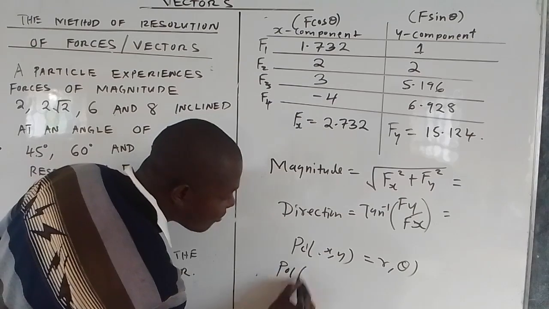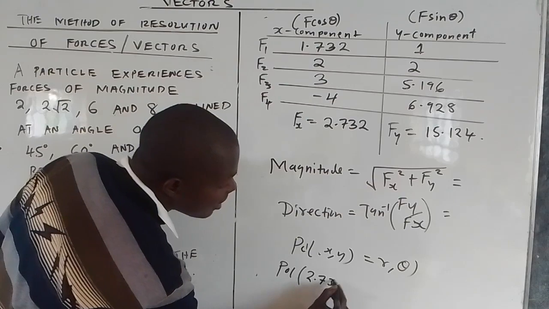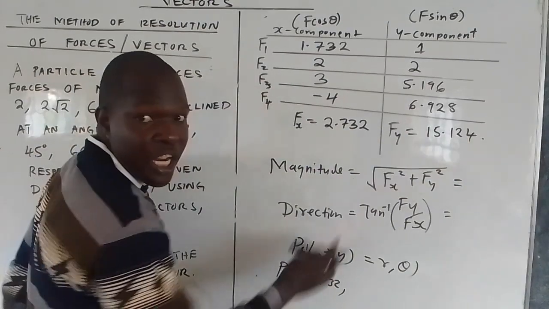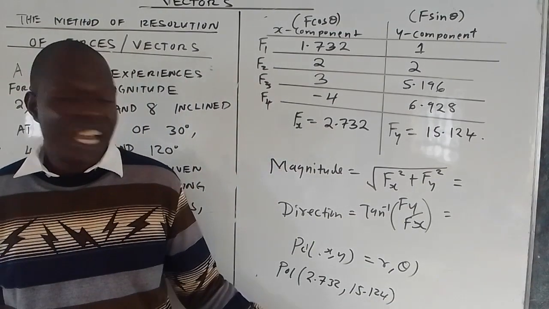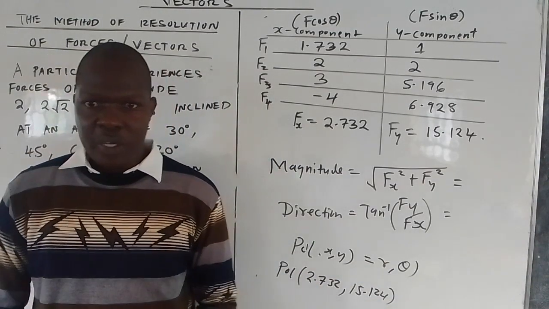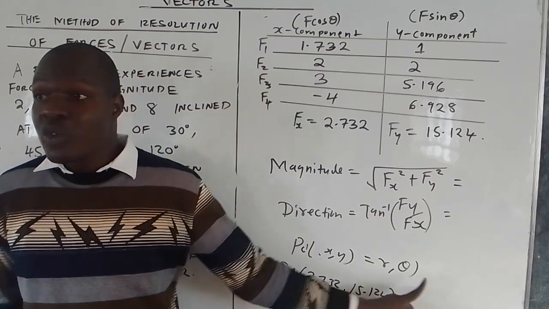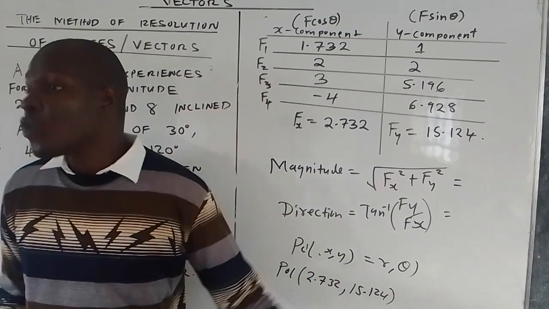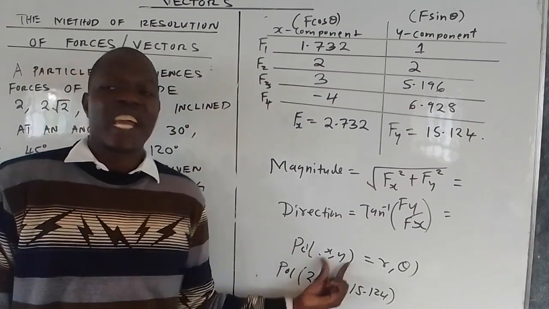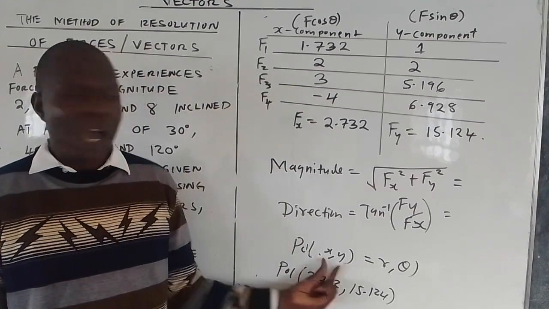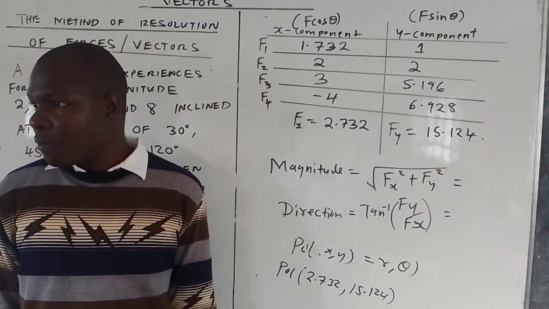So for the polar form, your x component is what? 2.732, comma, your y component is what? 15.124. So when you look for this polar form, the calculator will give you the r and the theta value. If you are using the right calculator, it will write for you that r is equal to this, and theta is equal to this, so that you don't make mistakes. Because there are people who will start looking for a rectangular form of a rectangle. xy is already rectangular. How are you looking for the rectangular form again? You will get the same answers. Are we together?